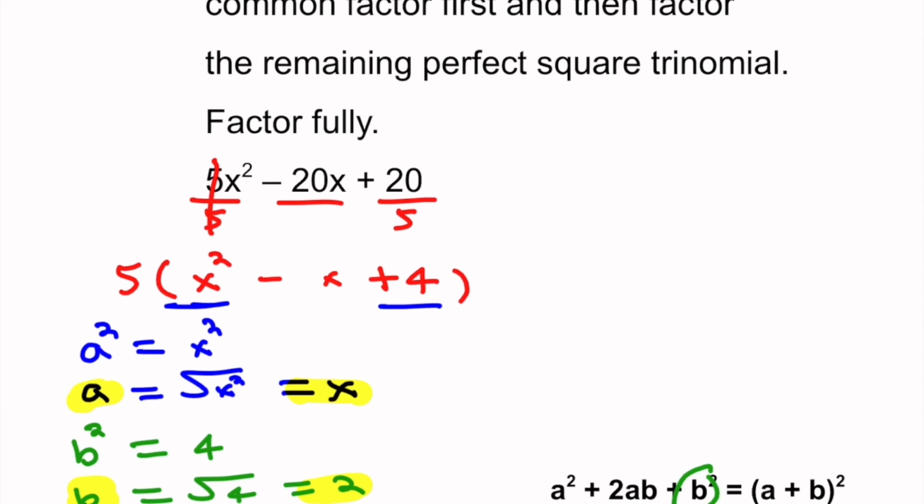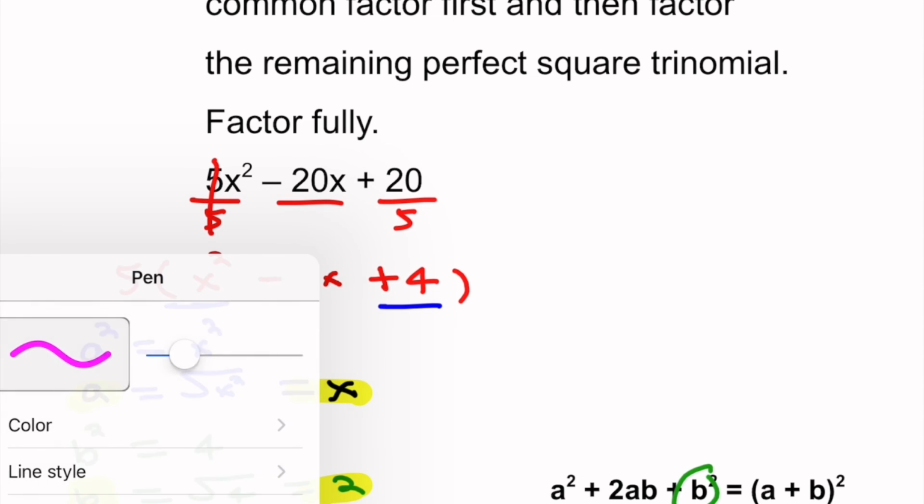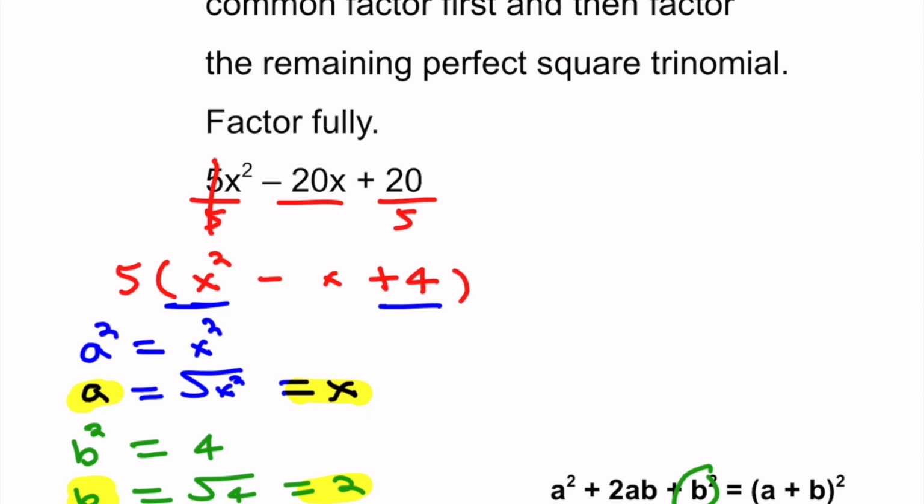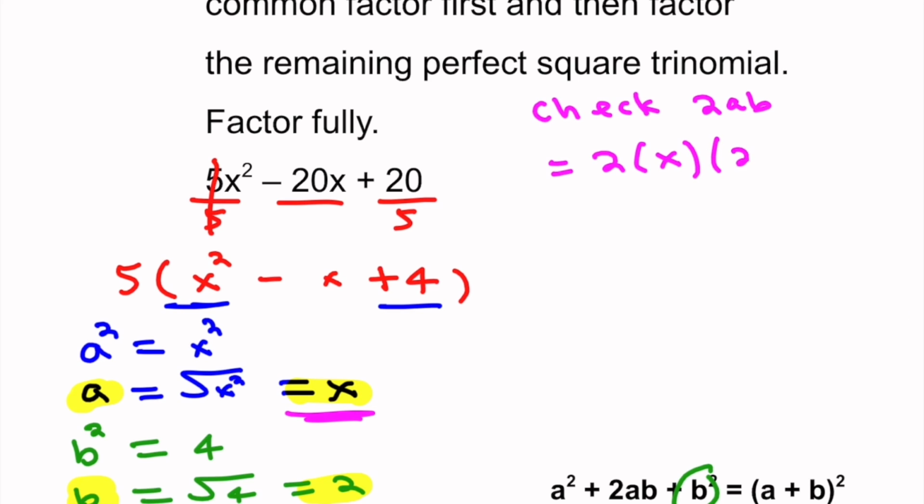Now we just have to check the middle term and make sure that it's a times b times 2. Again, ignore the positive or negative for now. So I'm going to do it up here this time, check 2ab. So we're going to do 2 multiplied by a, which is x, multiplied by b, which is another 2. And when we put that all together, 2 times x times 2 is going to be simplified to just 4x.